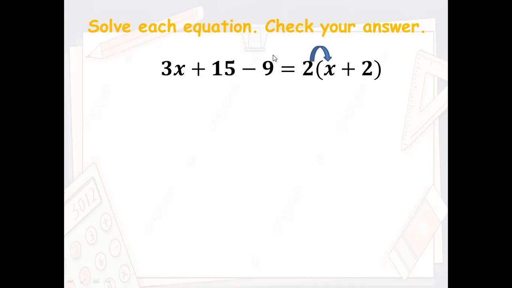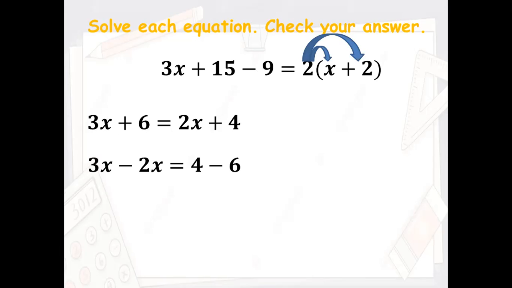So let's see. First, 2 multiplied by x will give you 2x. 2 multiplied by 2 will give you a 4. Here I have already subtracted this: 15 minus 9 is 6. Then 2x plus 4. Okay, now we are going to simplify this. So how do you solve this? Move the variables and move the numbers to where they belong.